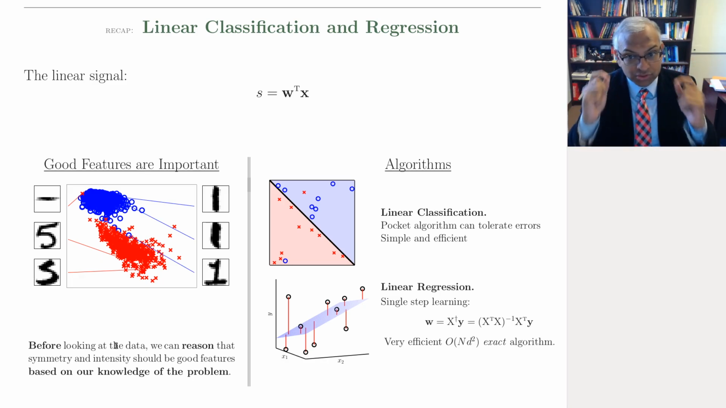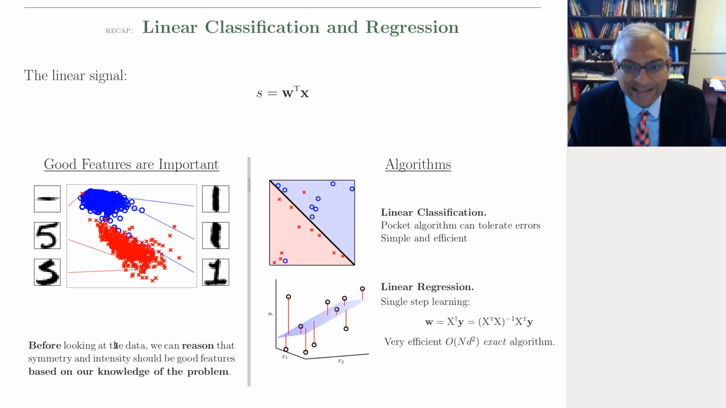And look, if you've chosen good features, you can get E in small. Now, on the practical side, we introduced the pocket algorithm. Now that you've gotten good features, you still need to go and find the hypothesis that gets the smallest ensemble error. The PLA, when your data is not separable, goes on forever. The pocket algorithm can tolerate errors. It's simple, it's efficient.